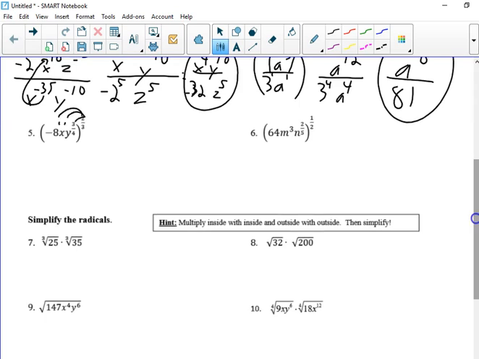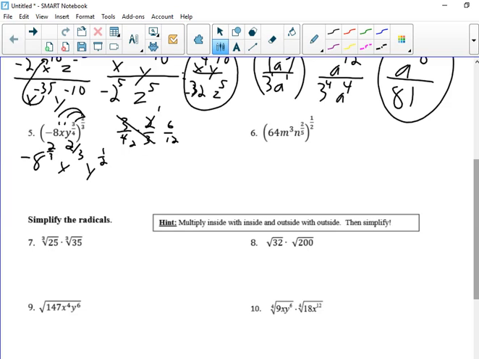So multiply, multiply, multiply. So negative 8 to the 2/3. Yes, it's a 3. X to the 2/3. And then y to the 3/4 times 2/3. Now you have two choices here. You can multiply straight across and get 6/12, and then reduce to 1/2. Or cancel the 3's. And 2 goes into 2 once and into 4 twice. Either way, you get 1/2. Now the only thing to do here is to simplify the negative 8.